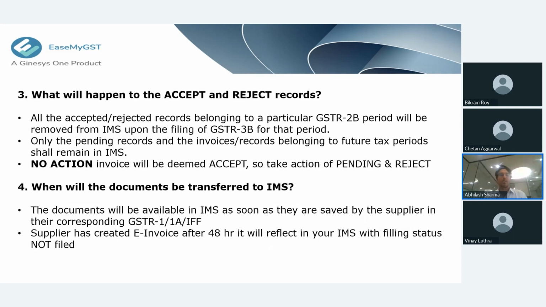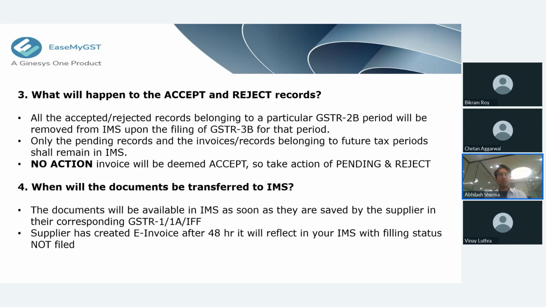The next FAQ is: what will happen to accepted and rejected records? The answer is that all the accepted and rejected records belonging to a particular GSTR 2B period will be removed from IMS upon the filing of GSTR 3B for that period. Only the pending records and the invoice records belonging to future tax periods shall remain in IMS. No-action invoices will be deemed accepted. So take action on pending and rejects.